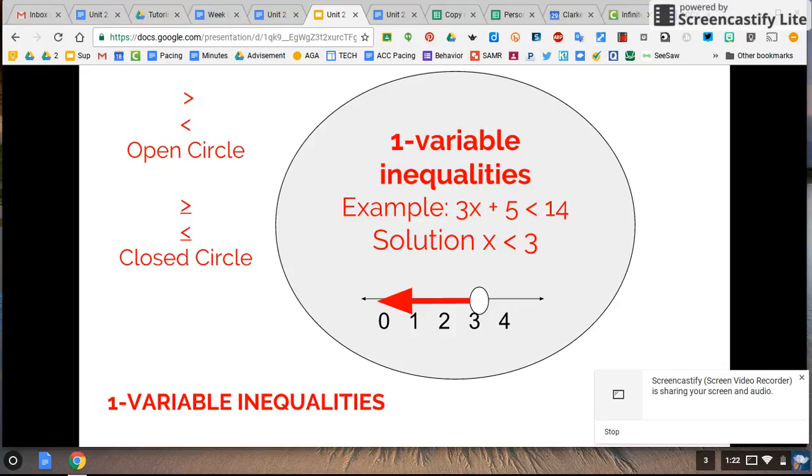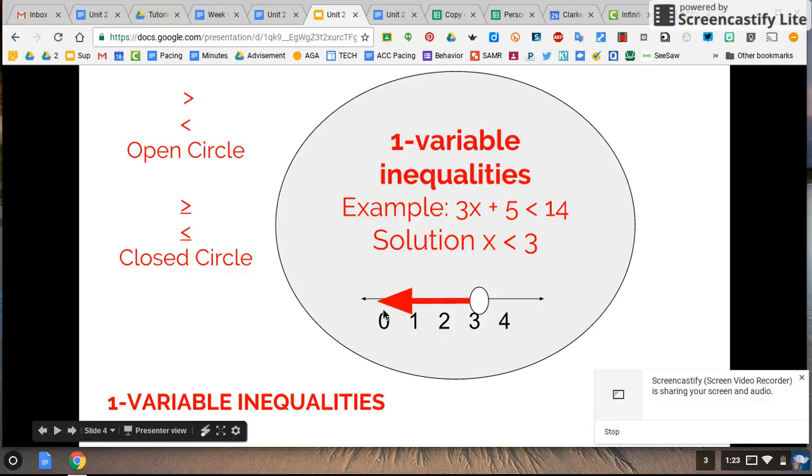Then we went to one variable inequalities. So the difference between an equation and an inequality is that an inequality has a solution set. So you can see here, I changed my problem to 3x plus 5 is less than 14. I would use the same procedure to solve it, but now our solution is x is less than 3. So that means that any number smaller than 3 will make this inequality true. So we represent that on a number line with an open circle at 3, saying that that's our boundary but not included, and then every number to the left, or less.